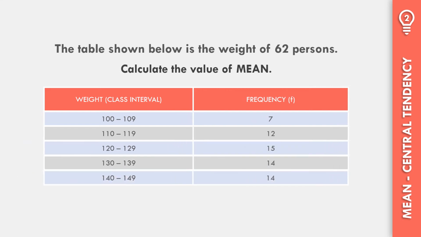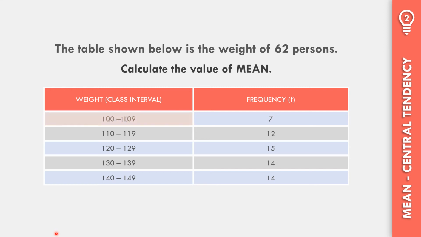How about example number 2? The table shown below is the weight of 62 persons. Calculate the value of mean. The weight, the class interval, from 100 to 109, we have 7. From 110 to 119, we have 12. From 120 to 129, we have 15. From 130 to 139, we have 14. 140 to 149, we have 14.